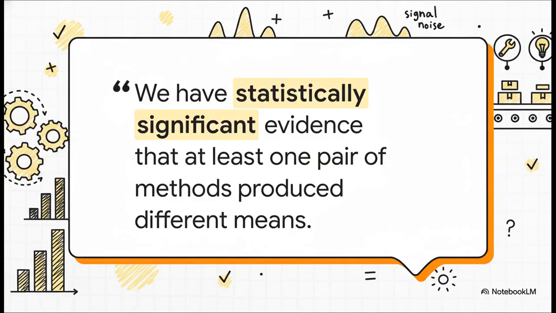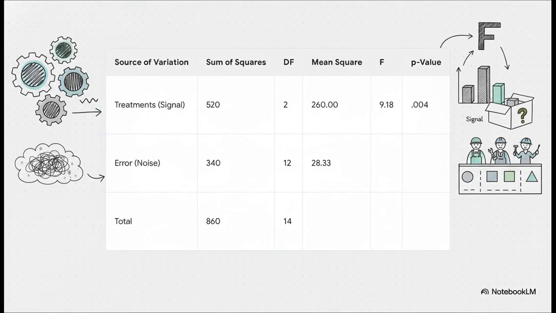And that brings us to the final verdict. With a p-value that low, we can confidently say, nope, this wasn't just random luck. We have what's called statistically significant evidence that the assembly methods are not all created equal. The difference that Chemitech saw? It's real.